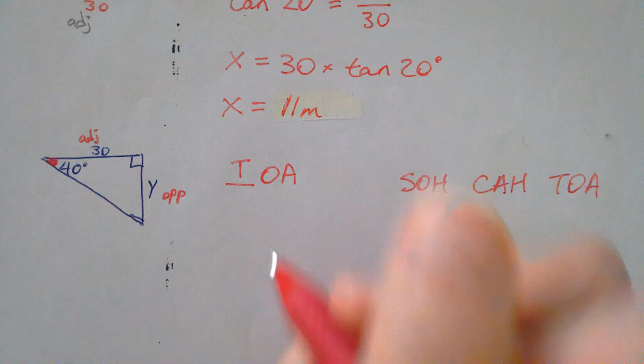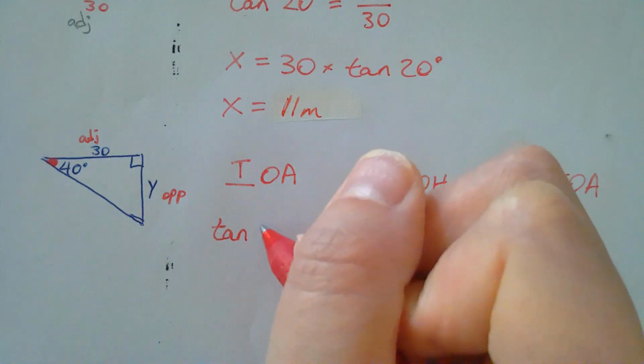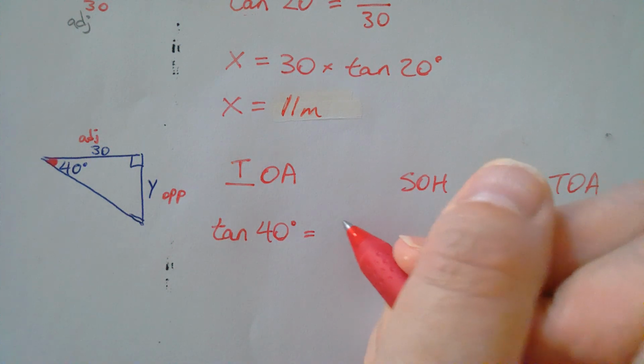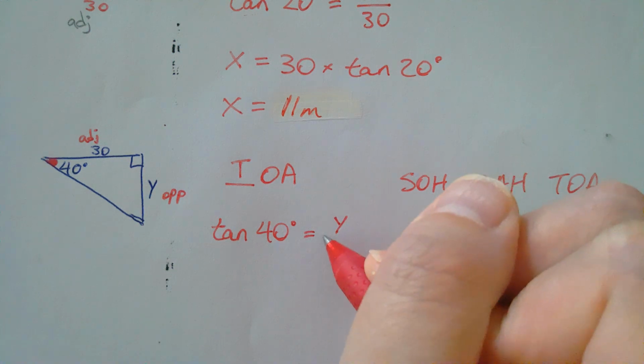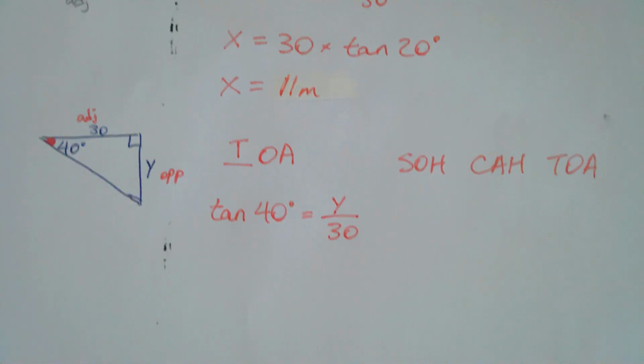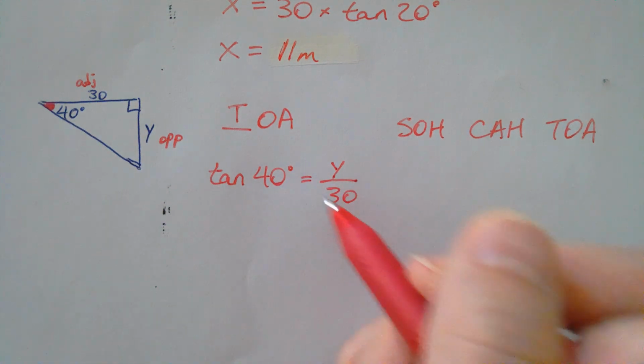Okay, Alexia, can you help me set this up? So tangent, what's the angle? Equal, opposite is? Y over 30. Good. Okay. Elisa, Y is on the top. So should I multiply or divide?